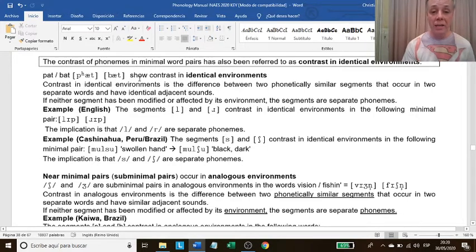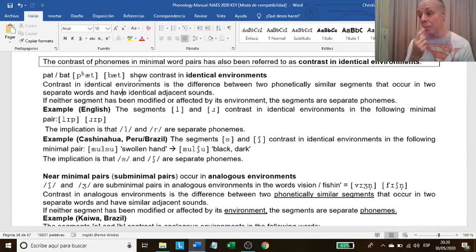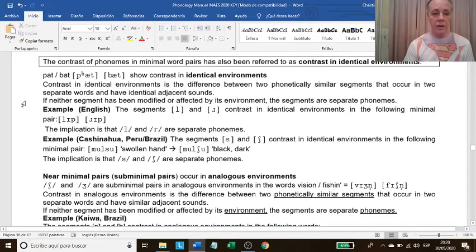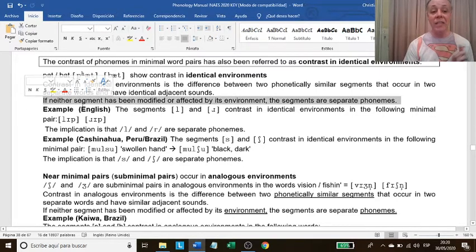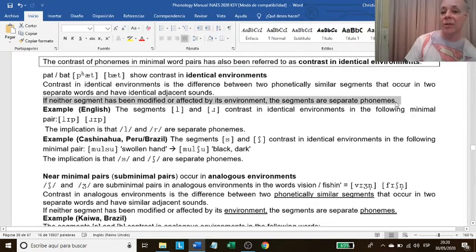P and B are similar. The only difference is voicing. They share the same point of articulation. They share the same manner of articulation too. They are both stop sounds. But voicing is different. One is voiceless, the other is voiced. Okay? If neither segment has been modified or affected by its environment, the segments are separate phonemes.